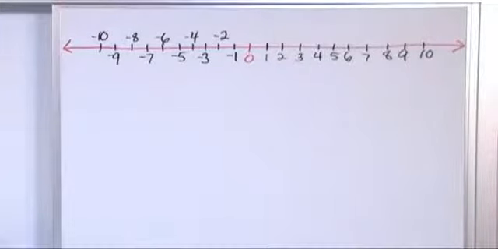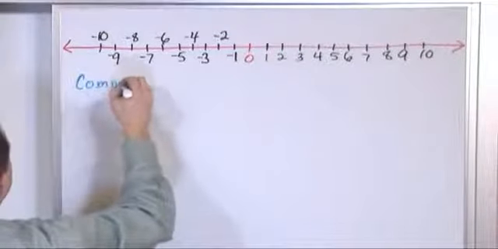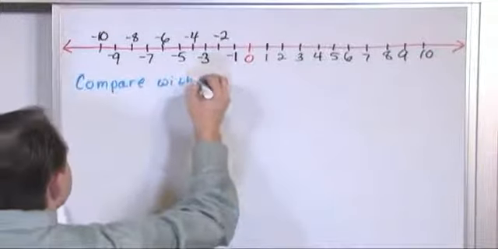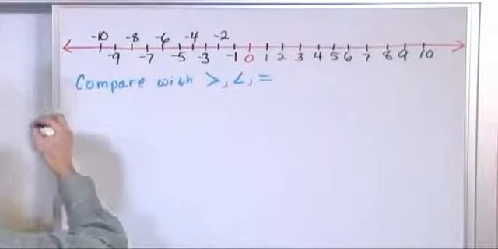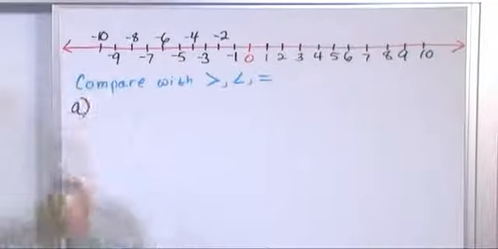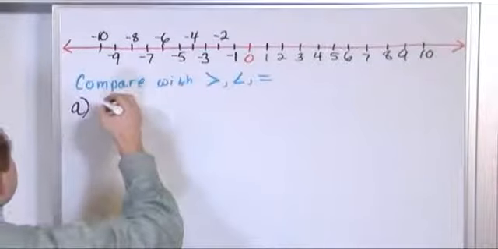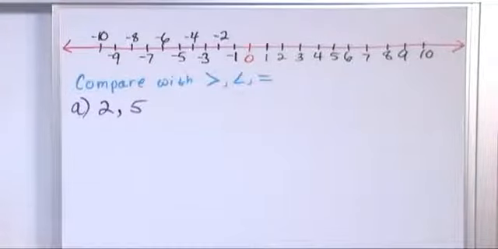So what we're going to do is compare the following two numbers with the following symbols: greater than, less than, equal to. That's all you have to do. So basically we're going to have two numbers provided, and we're just going to have to put the right symbol in there. What if we're comparing the numbers 2 and 5? So you might see that on a test, 2 and 5. And your job is to put the right symbol between them.